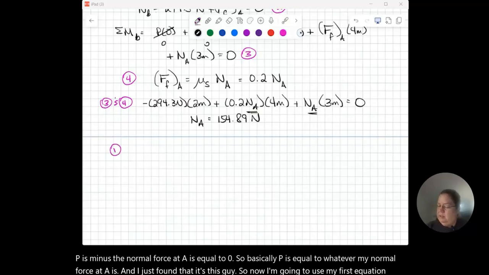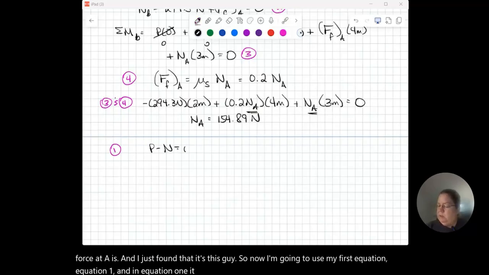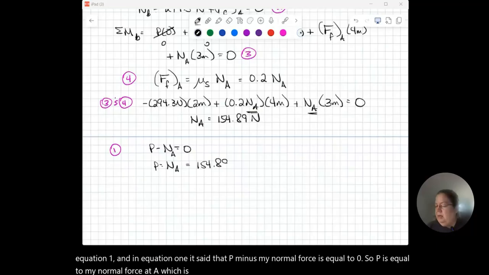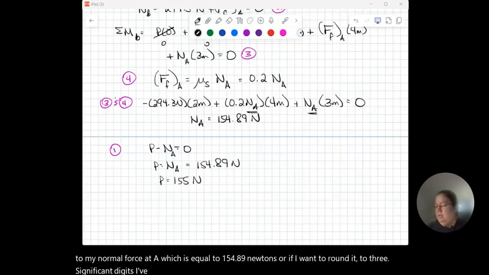So now I'm going to use my first equation, equation 1. In equation 1, it said that P minus my normal force is equal to 0. So P is equal to my normal force at A, which is equal to 154.89 newtons. Or if I want to round it to 3 significant digits, I got 155 newtons.